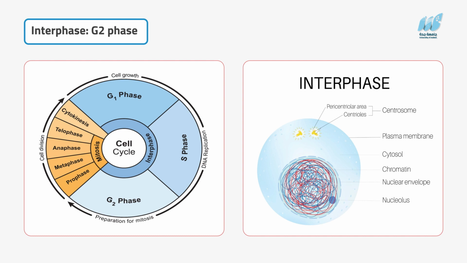In G2 phase, the cell continues to grow and prepares for division. The cell double-checks the duplicated chromosomes for error, making any needed repairs. Once G2 ends, the cell is ready to proceed into mitosis.